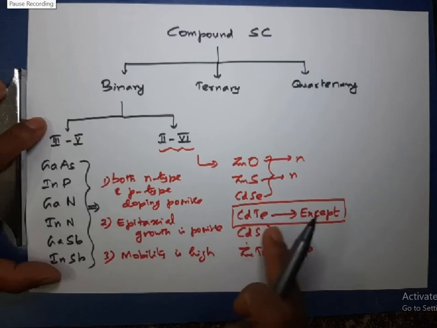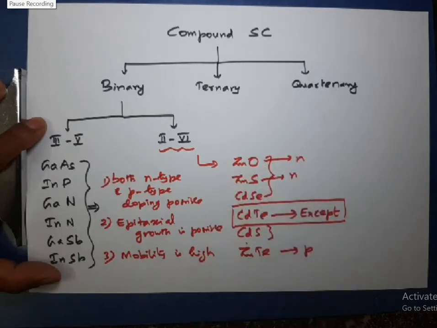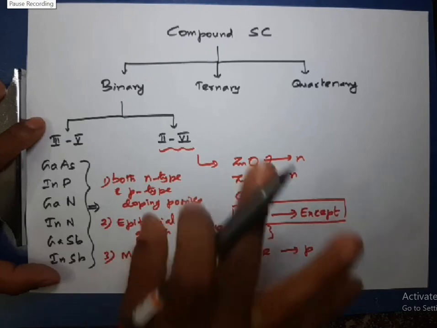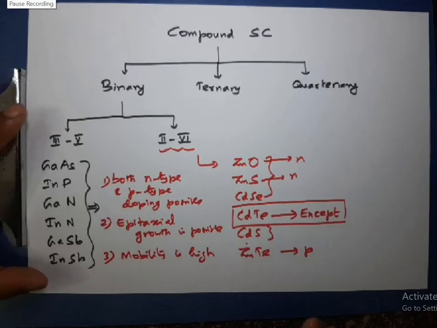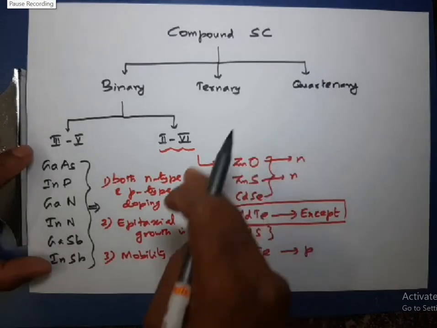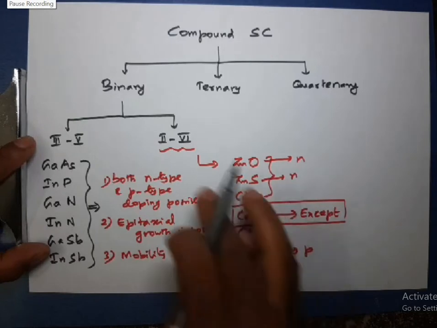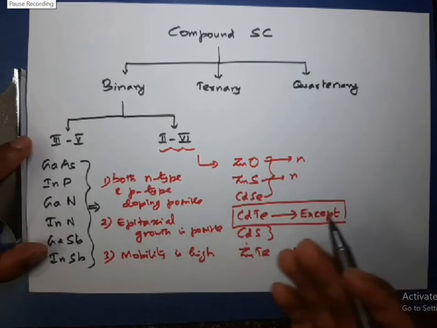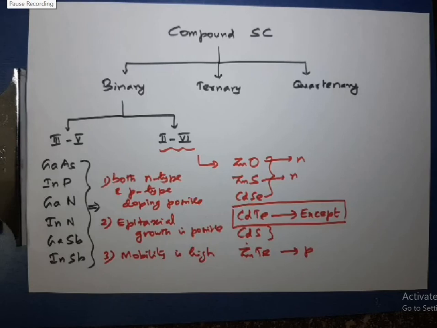So except cadmium telluride, in all other 2-6 compound semiconductors, either n-type doping is possible or p-type doping, not both. So that's why 2-6 compound semiconductors are not much used for devices, but it doesn't mean that they are not useful at all. No, they are also very useful in other applications. So keep this point in mind, this is very, very important.